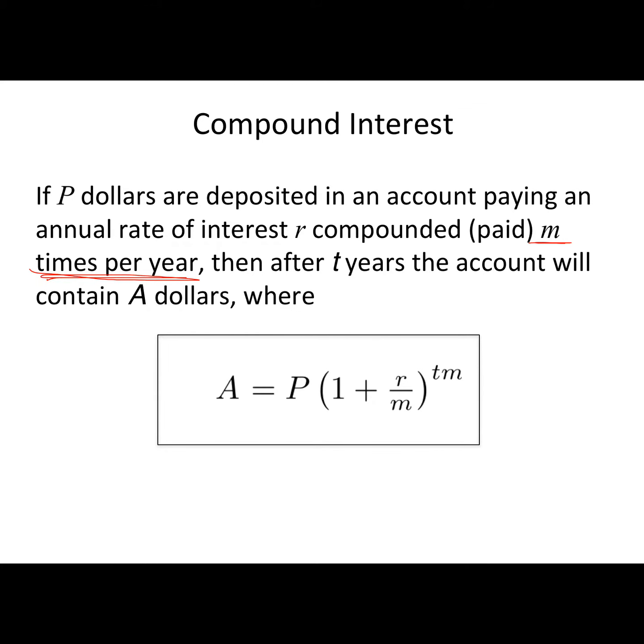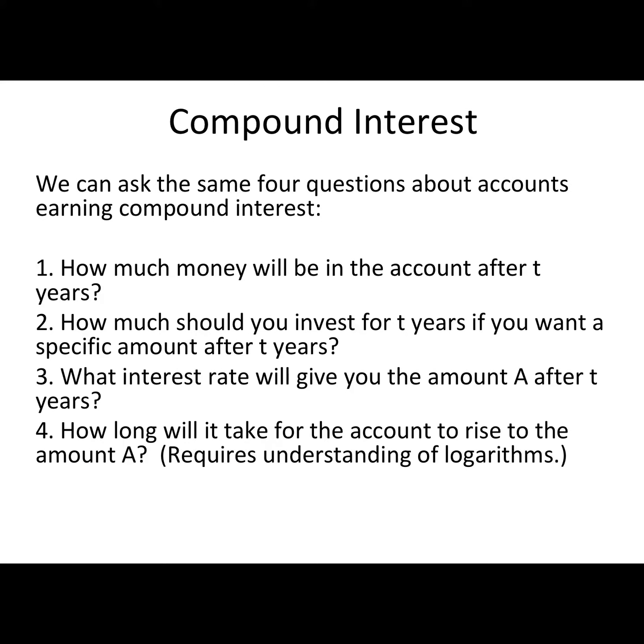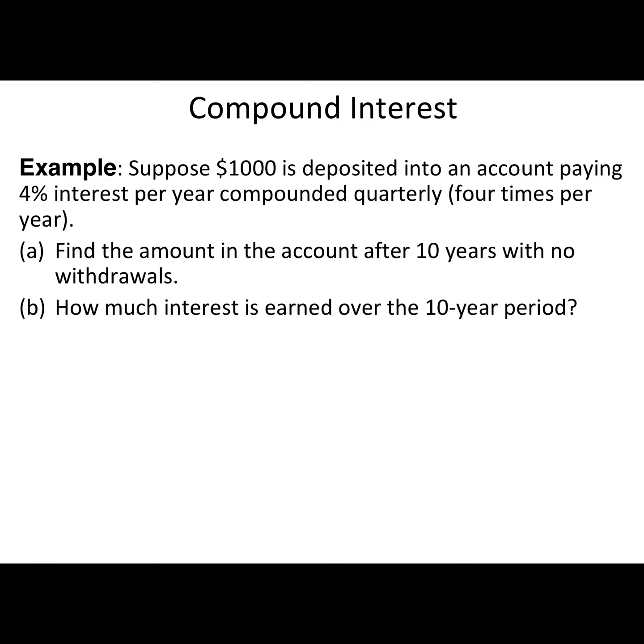All right, so let's look at a couple examples. Again, we can ask the same 4 questions. We're going to save question number 4 for a little bit later. That's going to require us to use some logarithms. All right, so let's start with this one. Suppose we invest $1,000 into an account paying 4% interest per year, compounded quarterly. How much will be in the account after 10 years with no withdrawals, and how much interest is earned over the 10-year period?